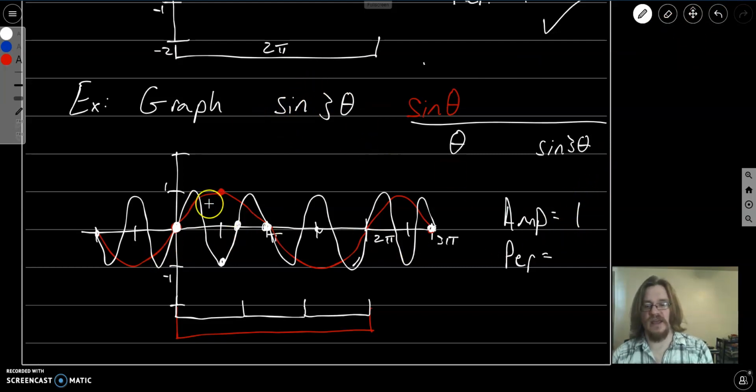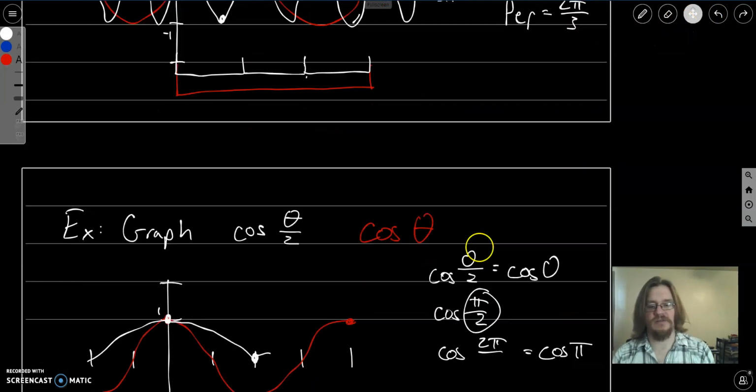The period, on the other hand, we said that the period of sine theta is 2 pi, but we fit 3 periods in here. We fit 3 wavelengths in here in the span that we would normally fit 1. So the period is 2 pi, and then we've cut it into thirds, which is 3, which is a formula that we have. 2 pi divided by b, and this is our period. So it's just a rather nice formula.